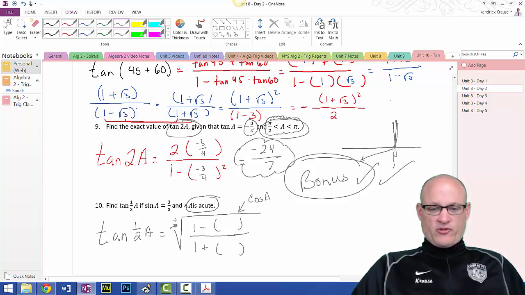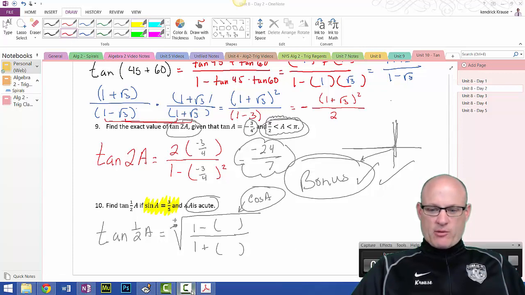Here's where I want you to be smart. If, don't yell out the answer, I'm going to give you about 30 seconds to think about it. If the sine of A is 3/5, don't yell out the answer, but what would the cosine of A be? I'm waiting. I'm going to wait 30 seconds. I'm going to check my timer.